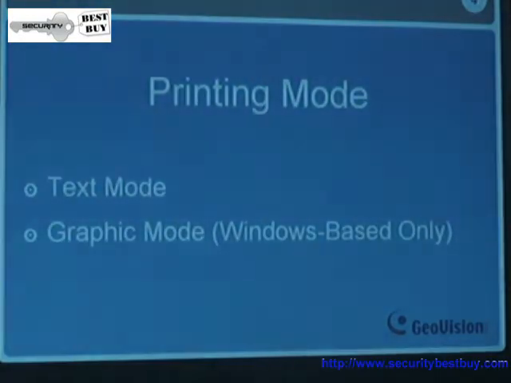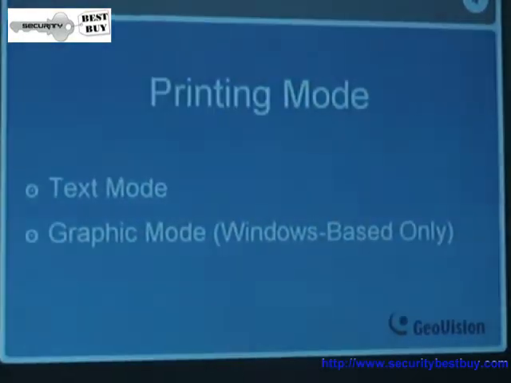I'm going to talk about the hardware parts. First, we'll talk about printing mode. Our POS DVR solution supports two POS printing modes. One is text mode, and the other one is graphic mode. Text mode is the most common one. It's used by almost 60% of the POS systems in the world.